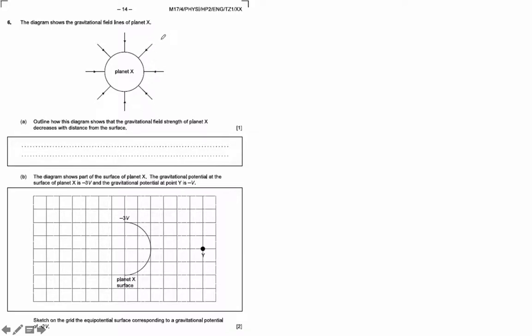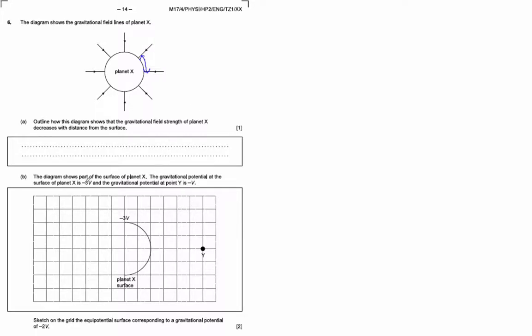So as you go away from the planet, what's happening to the separation of them? By separation, I mean this distance here, right? Out here, it's more, right? So therefore, there's fewer field lines per unit area or volume, right? And therefore, it's decreasing, right?